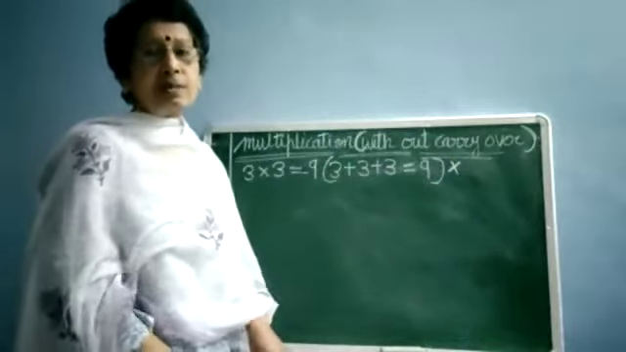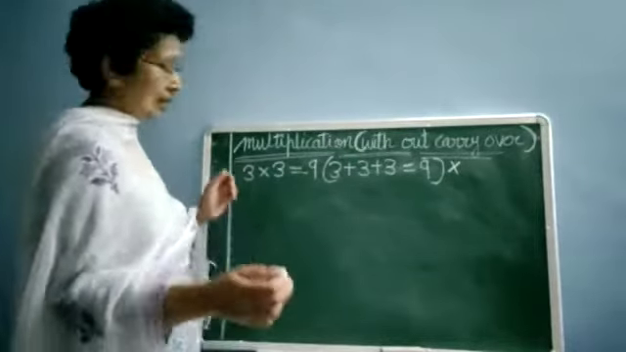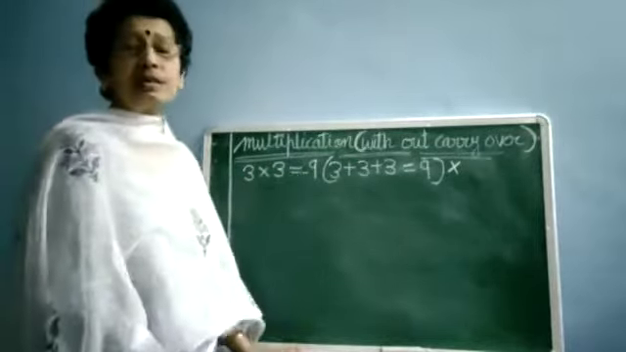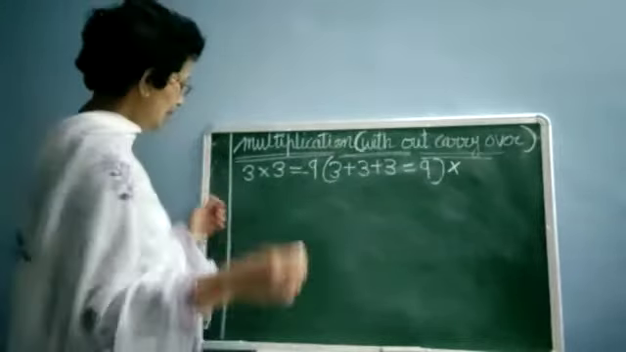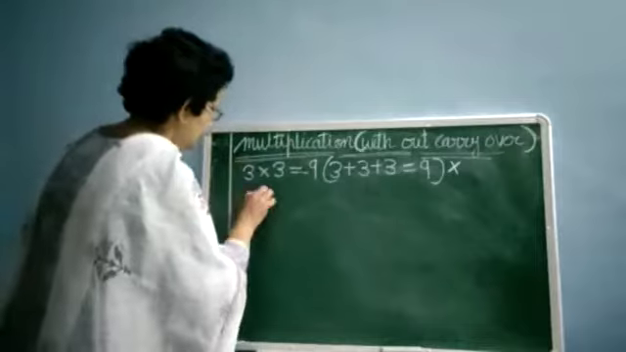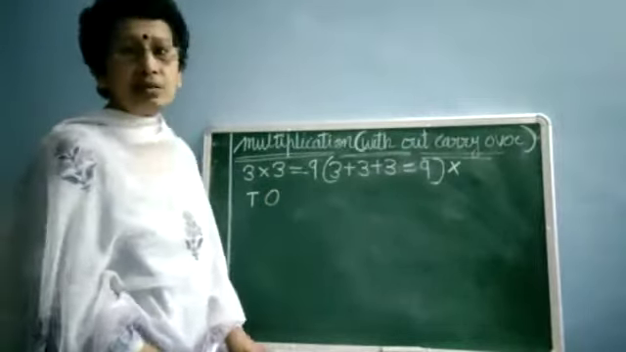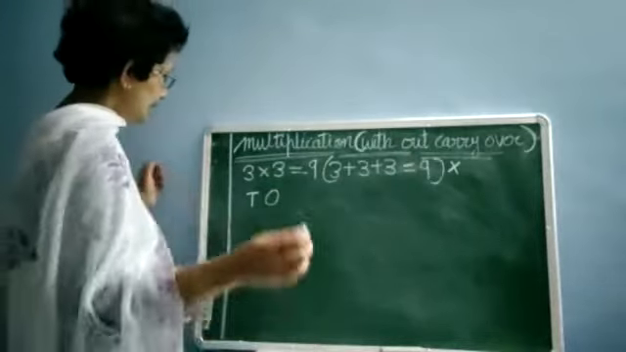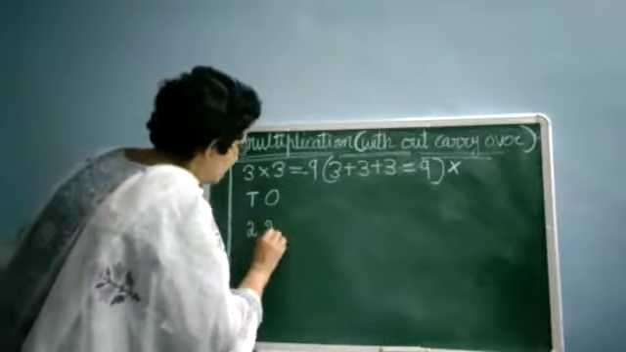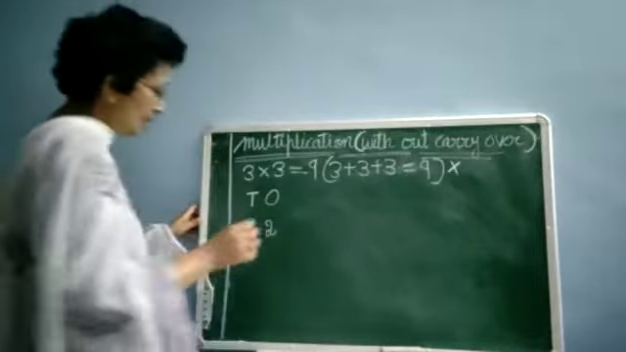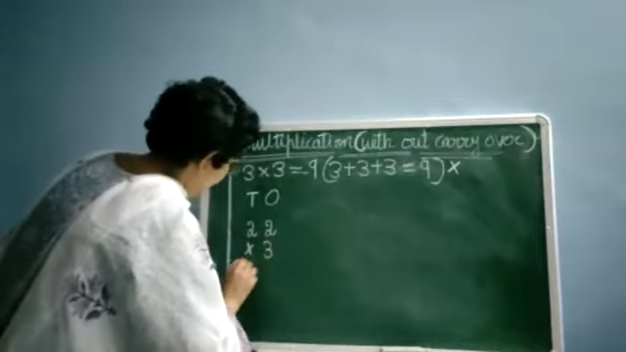Now, you understood what is the meaning of multiplication and how to do it. Now, we will start with the sums. When you are doing the sums, near the margin, one square should be empty. And the next square, we will write T. T means tens, and the next square O. O means ones. Tens and ones. Our number is 22 multiplied by, this is the sign, 3.